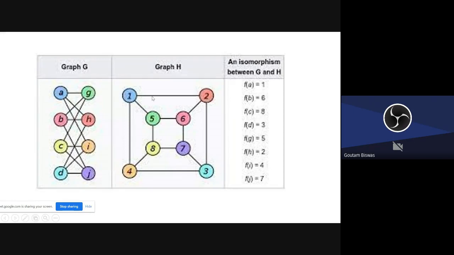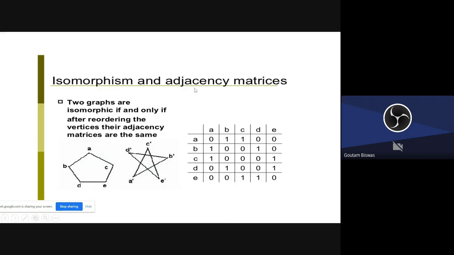So you have to designate in such a manner that adjacency is preserved. And if this can be done, then the two graphs are called isomorphic to each other. This is a very nice concept. Okay. Now, this is another illustration. These two graphs are isomorphic, and you see their adjacency matrix is the same.